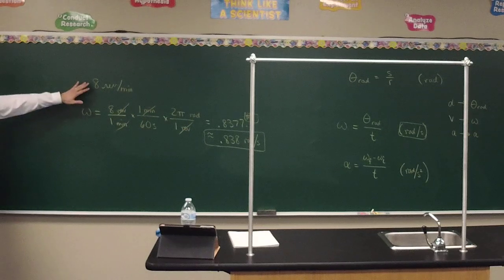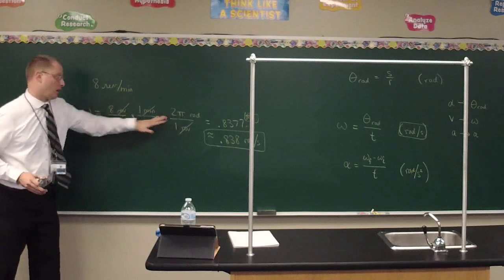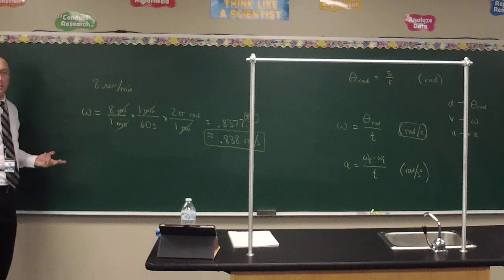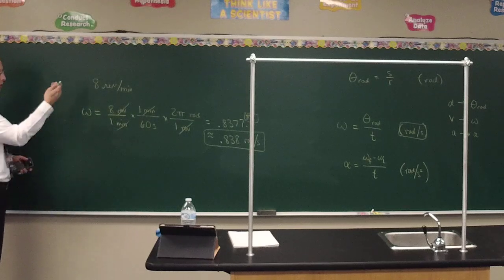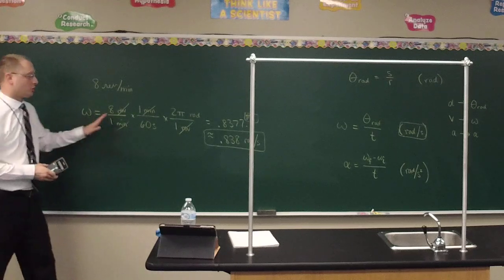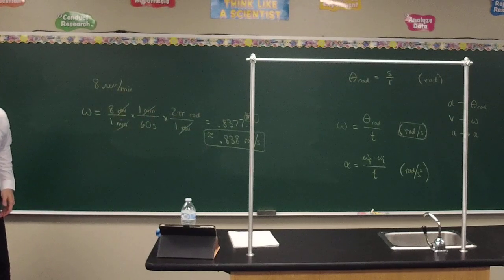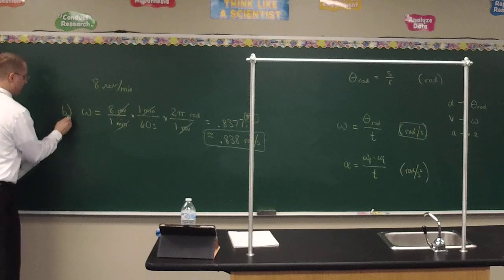I can't use revolutions per minute. You'll be given this a lot, by the way. So this process of converting minutes to seconds, revolutions to radians, you're going to do this a lot because, again, here in the US, this is how we define spin rate, revolutions per minute. So converting to radians per second, a valuable tool. And technically that was part B.